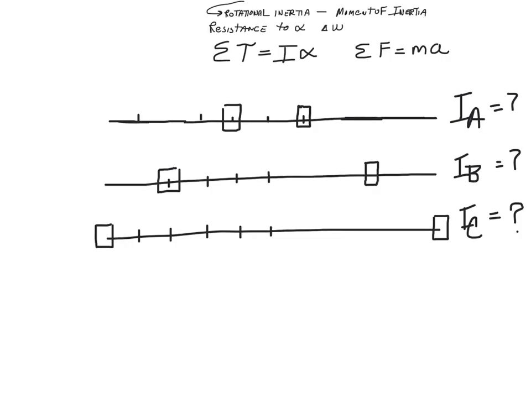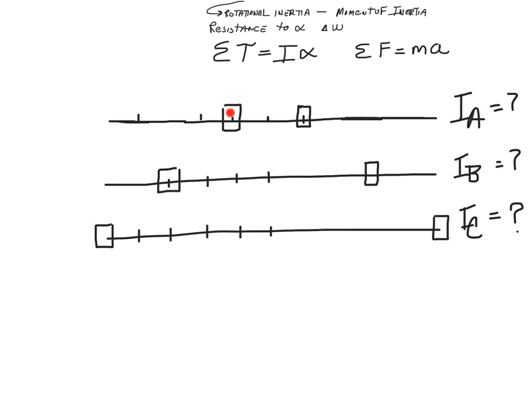Okay, let's start with this. This is a rod. Those are just tick marks. This is a thin rod that's 1 meter long. And I have two 1 kilogram slugs that I can put anywhere on the rod.